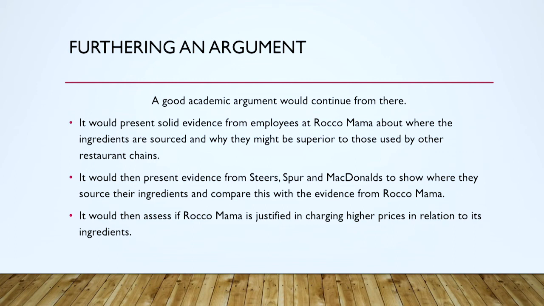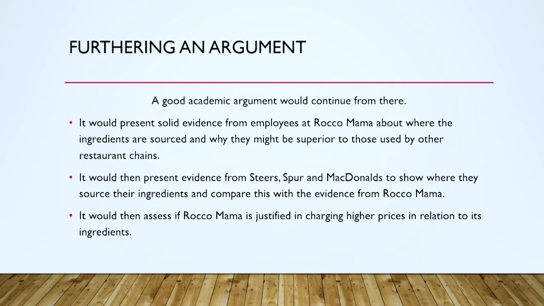It would mean that you'd have to go and interview the people at RocoMamas. We'd also need to see similar evidence from Steers, Spur, and McDonald's because you've included them in the argument. You would go to them and ask them, where do you get your ingredients? How much do they cost? And why do they cost this much? Those are the kind of things you'd be asking. Once you've got the information from RocoMamas and the other restaurant chains, you can then compare. You can say, okay, the meat that RocoMamas is using is local meat that is created by local farming and it's supporting local farmers. That's why it's more expensive, whereas other meat is imported from the other restaurant chains. Okay, so that could be one reason, for example.